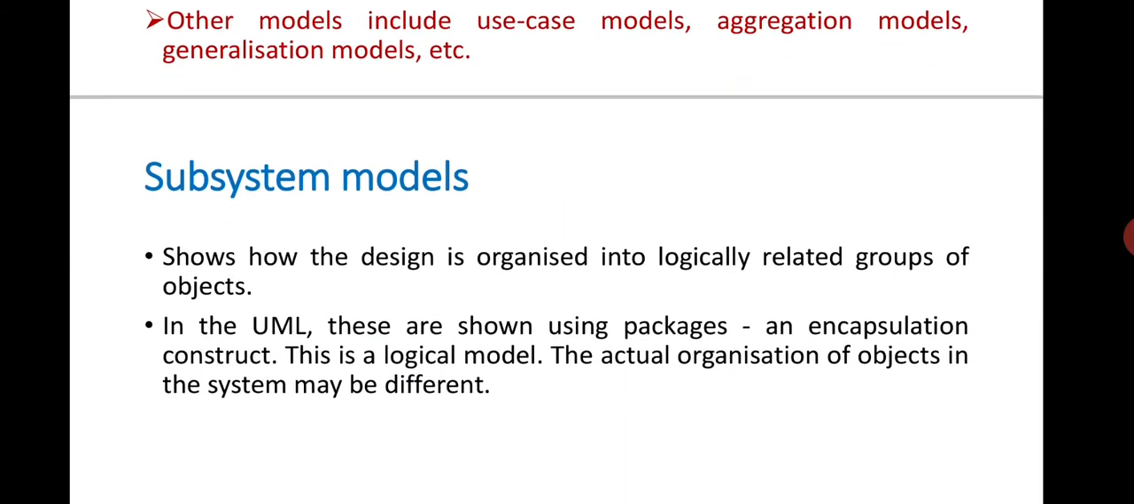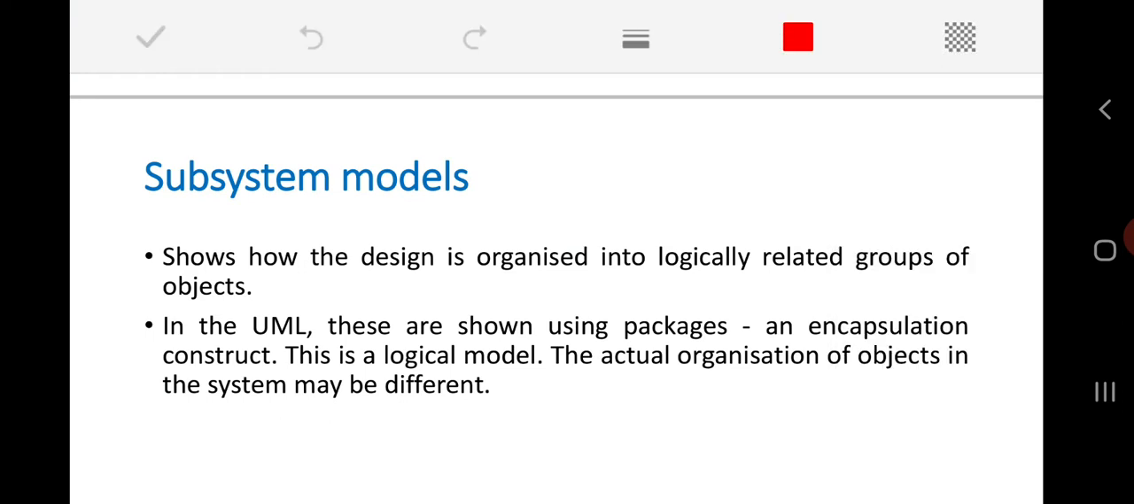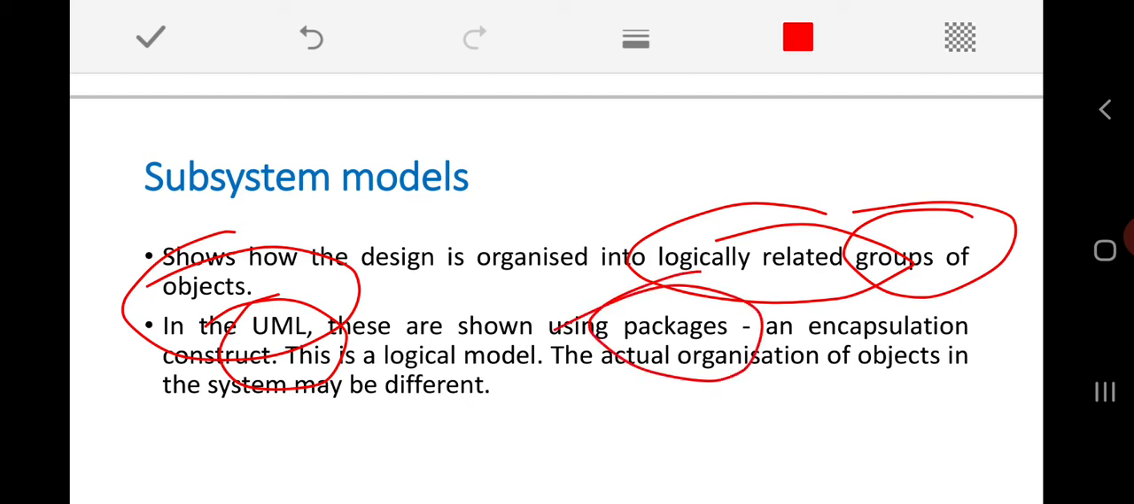Normally, at the abstract level, the very popular design model we use is called the subsystem model. The subsystem models show how the design is organized into logically related groups of objects. In the Unified Modeling Language, for subsystem models we use a diagram called the package diagram. The package diagram shows what all the different subsystems are present in our system.